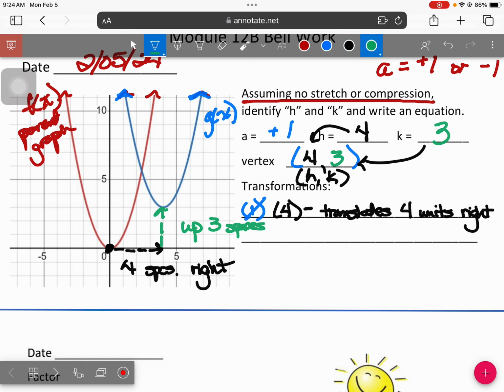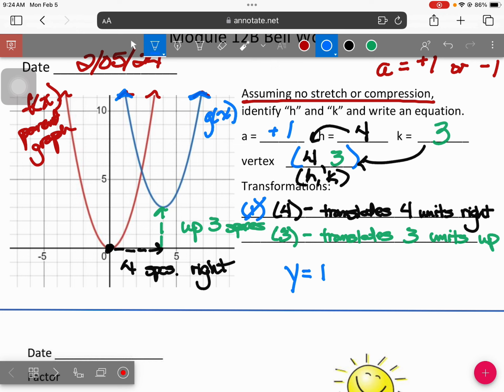And my K value, which is 3, is that a transformation? Yes. And we say it translates 3 units up. Question, could we do an equation from this? With all this information, could we write an equation? Doesn't say that we have to, but I think we could. So I'm going to say y equals, my A value is +1. What would come next?